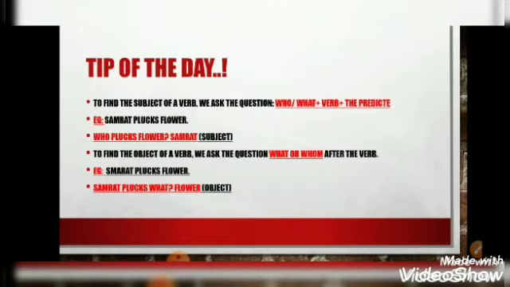Now what is our tip of the day? To find the subject of a verb, we ask the question who or what. It's very simple. Like I said, Sunena is playing basketball. Who is playing basketball? Sunena. Samrat plucks flower. Who is plucking flower? Samrat. Right. The teacher is making a video. Who is making the video? The teacher. So the teacher is the subject.